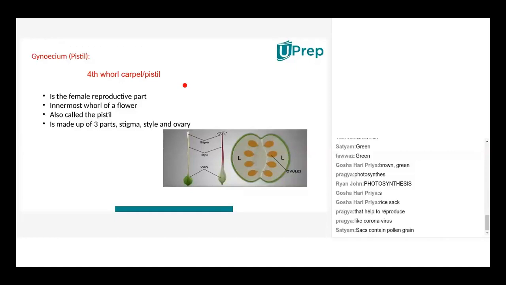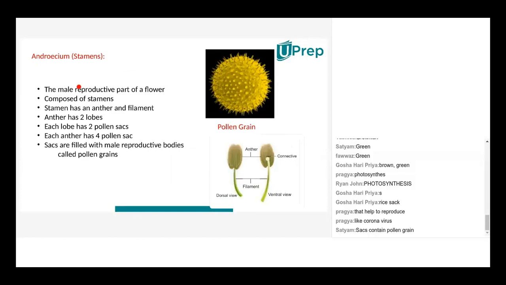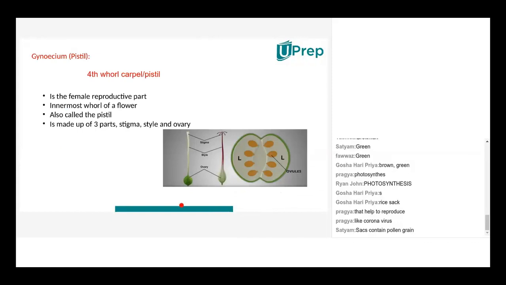Yes, Satyam, sacs contain the pollen grain. Now, this is the female reproductive part of a flower. Remember, here we studied stamens are the male reproductive part. Here, pistils are the female reproductive part of the flower, right? And this is the innermost whorl of the flower, right at the inside of a flower. Because it is very precious and very fragile, it is kept inside the flower. God has designed nature so beautifully, right?